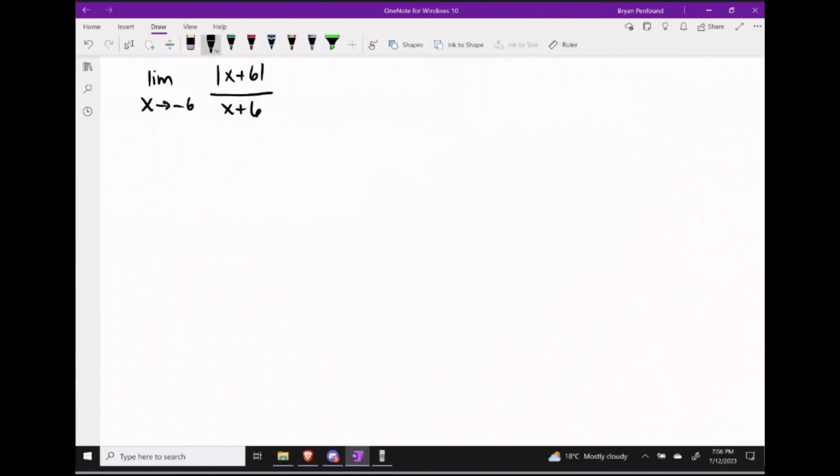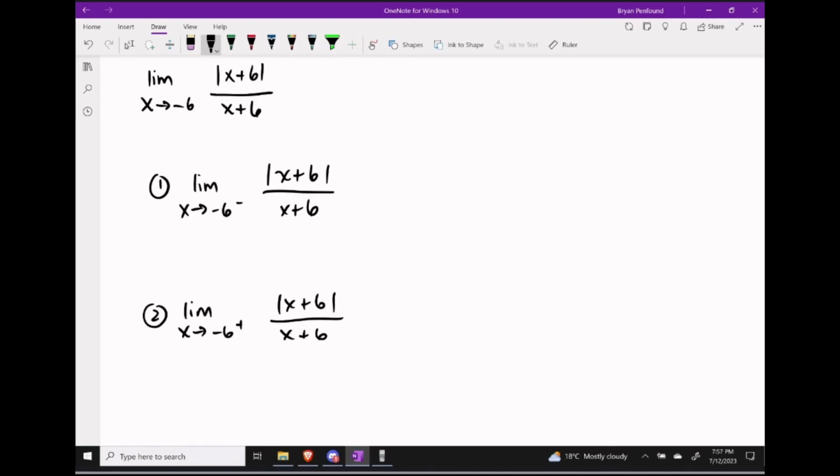In this video, let's try to determine the limit as x approaches -6 of the following fraction, absolute value of x plus 6 divided by x plus 6. Now we've seen that in order for our overall limit to exist, both of our one-sided limits do have to exist and be the same value. So let's break this question apart into two substeps.